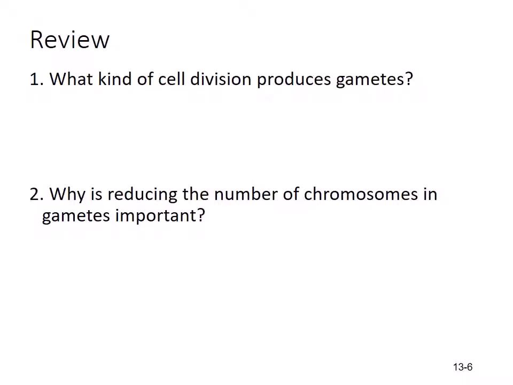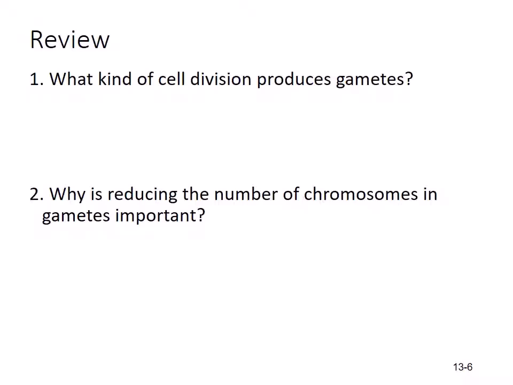So what kind of cell division produces gametes? That's kind of a trick question, isn't it? So what kind of cell division produces gametes in animals? Is it mitosis or meiosis? In animals, meiosis produces gametes, but what about plants? In plants, mitosis produces gametes because, remember the gametophyte generation in plants from last chapter? That's the haploid generation of plants. And so to go from haploid to haploid, you would do mitosis. So meiosis for animals and mitosis for plants.